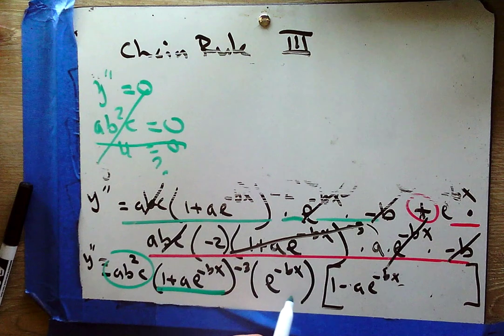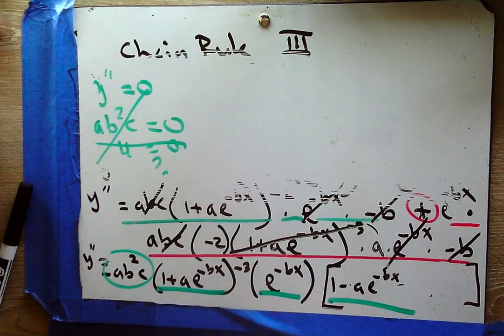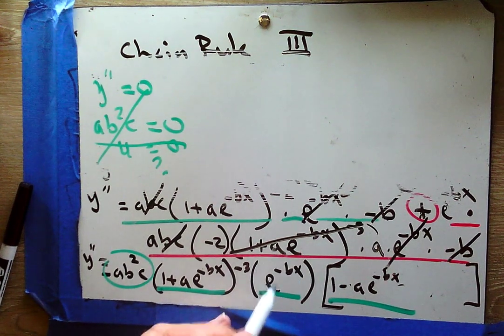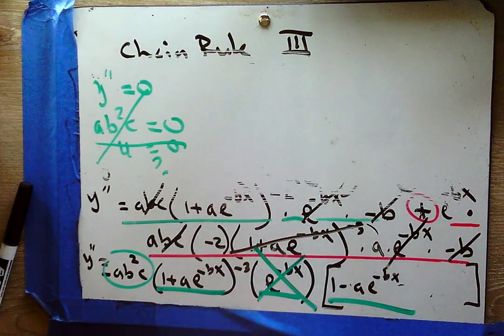But this, and this, and this, I need to set equal to 0. Okay? Well, let's think about it. This is an exponential decay curve. This is never equal to 0. So I really only have to worry about this. Okay? So let's take a look.